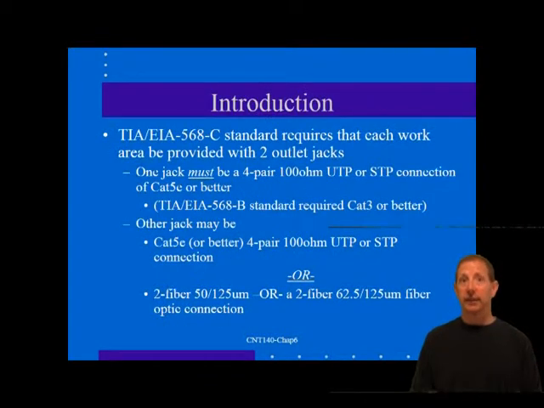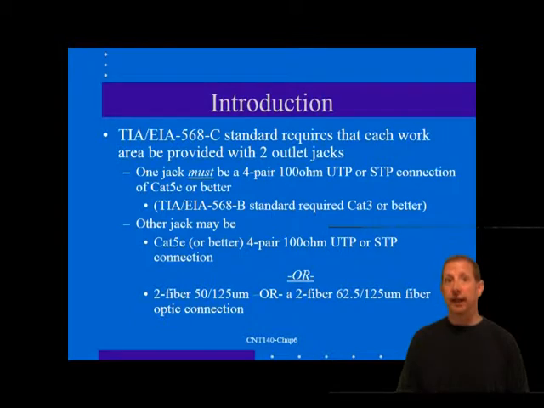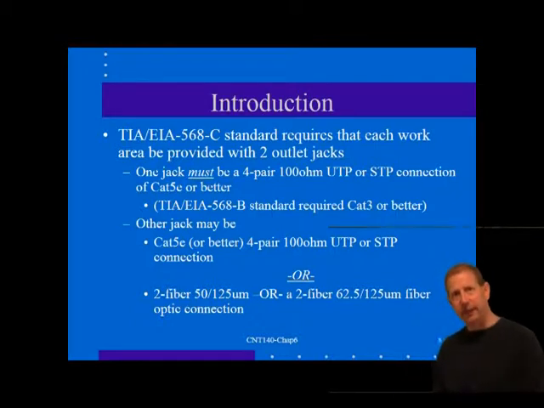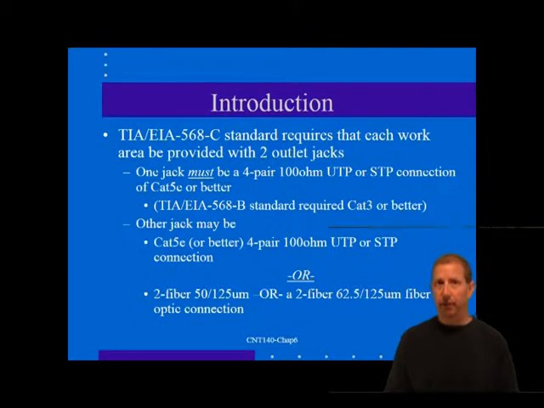The first item in our list is the outlet placed at the workstation area. Now the 568C standard requires that each work area be provided with two outlet jacks. One jack must be a 4-pair 100 ohm UTP or STP connection of Cat5e or better. Now the 568B required Cat3 or better.